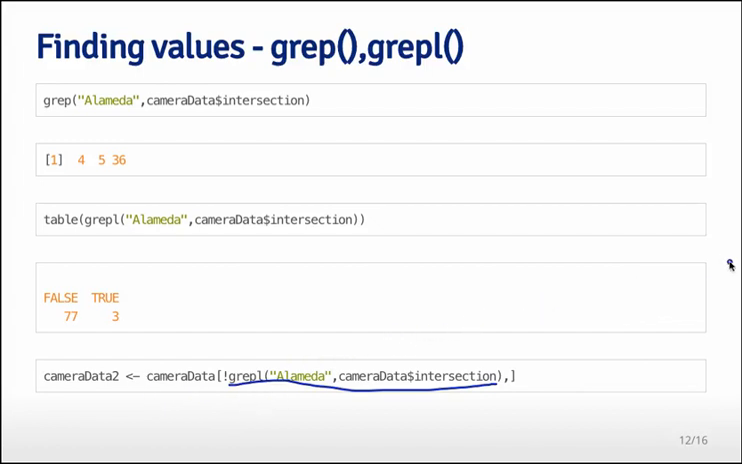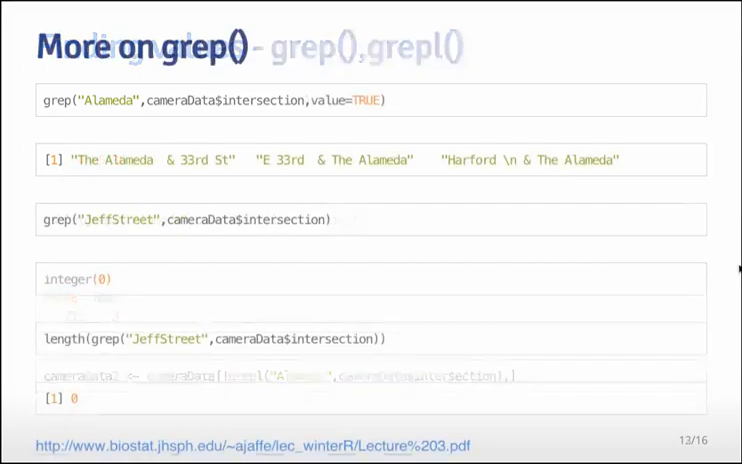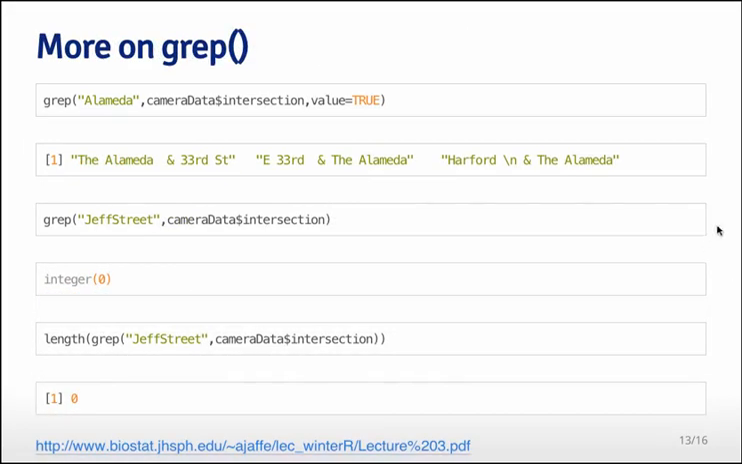So you can use that to subset your data based on certain searches that you want to be able to find. A little bit more about grep. You can also use value equal true as one of the parameters sent to grep. And what that will do is instead of telling you which of the elements that Alameda appears in, it will actually return the values where Alameda appears. So you can see these are the 3 intersections where the Alameda appears in the camera data.